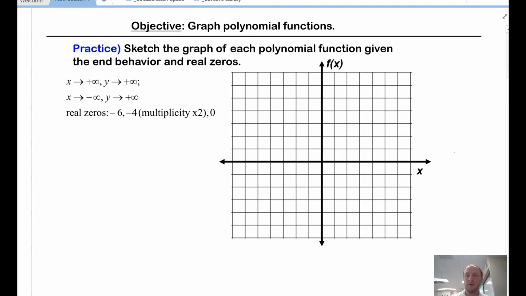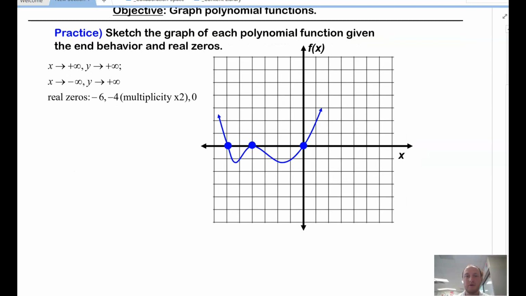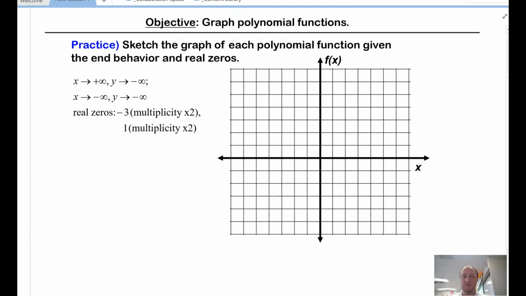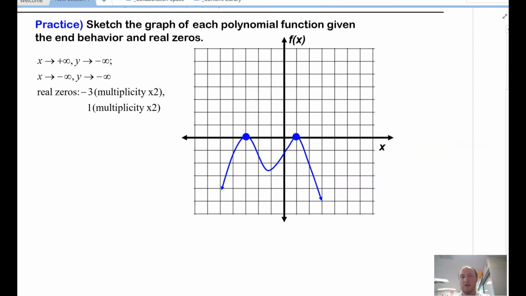All right, hopefully you paused the video. Here are the solutions to this practice problem. Notice you have a zero at -6. At -4, you have multiplicity. So here, because of this multiplicity, you just touch it and you head back the same direction. All right, and then here's another example. Please pause the video and try this one. All right, and here are the solutions. So this one we have double multiplicity, and our graph is going down.